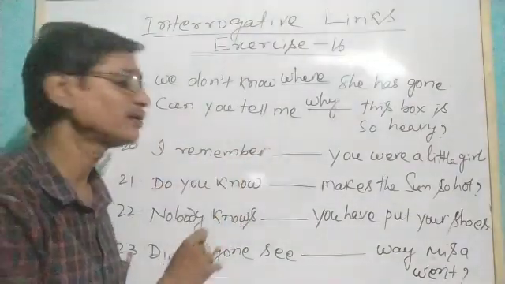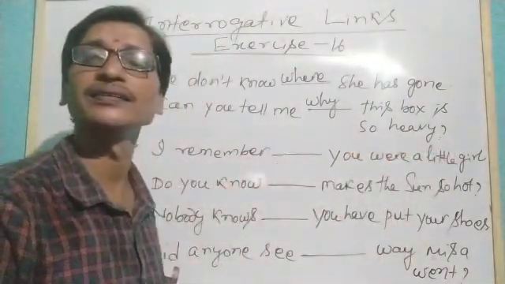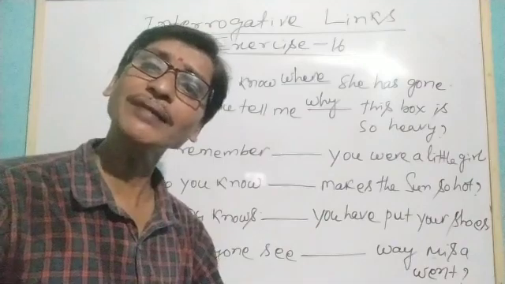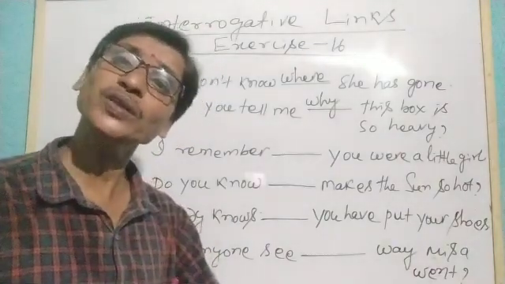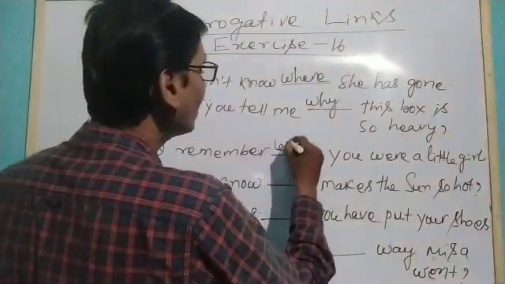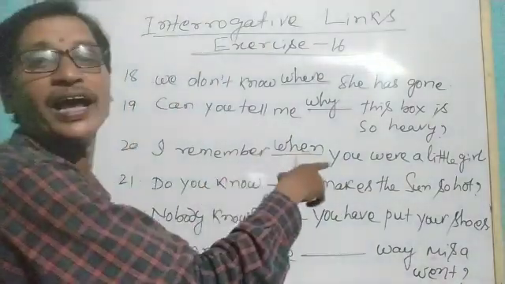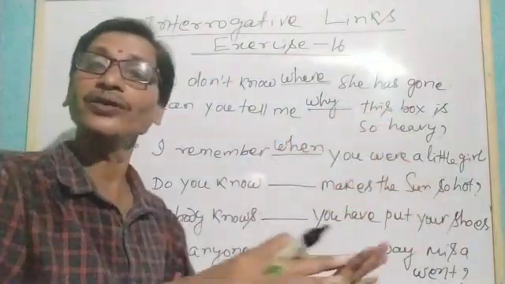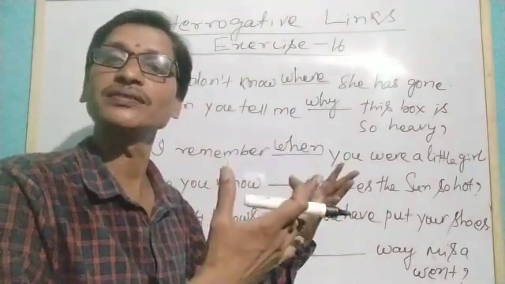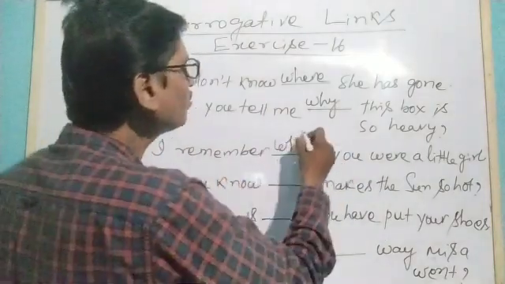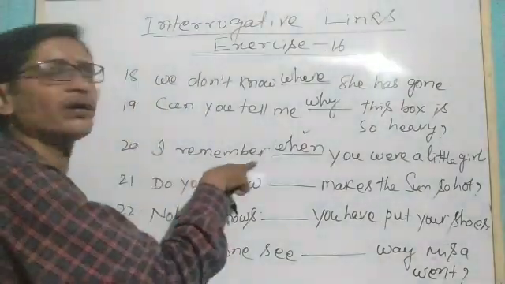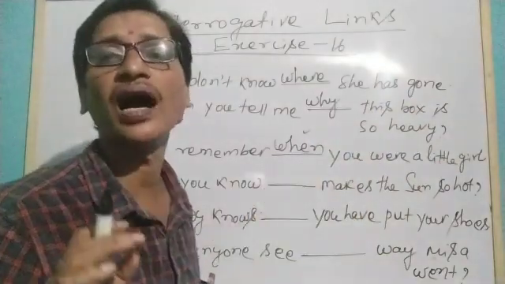I remember dash you were a little girl. So, you were a little girl. I know you since that time. So when I know the time when you were a little girl, for time, what do we use? When. I remember when you were a little girl and how your activities were, what you were doing then. Now you have changed. Understand? So, when we talk about the time, we use when, and here also we have used when. I remember when you were a little girl.